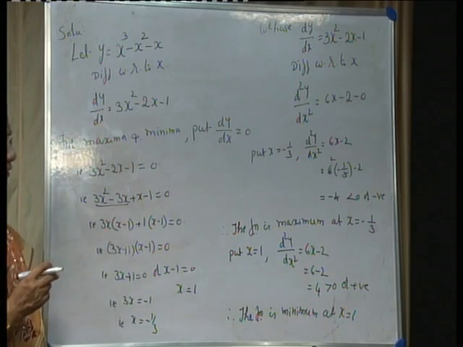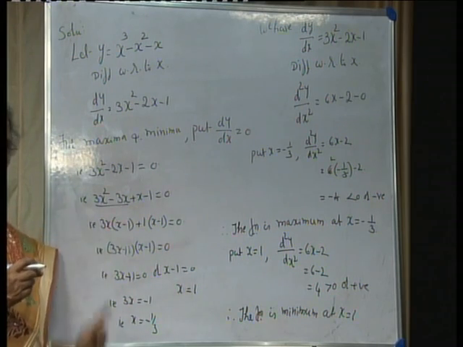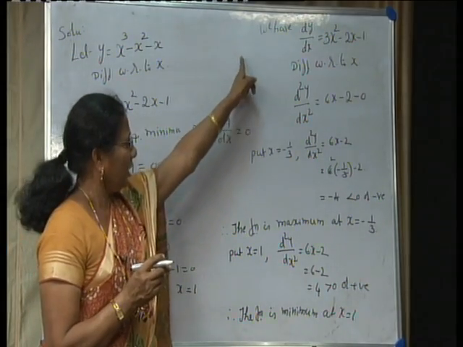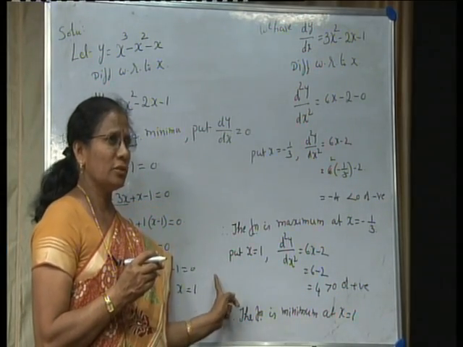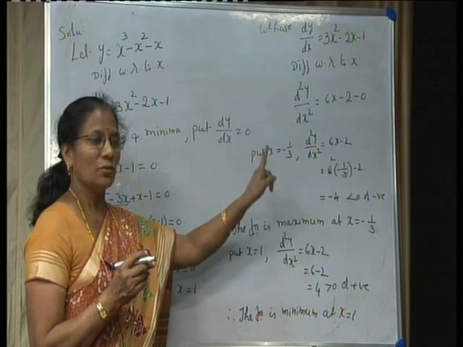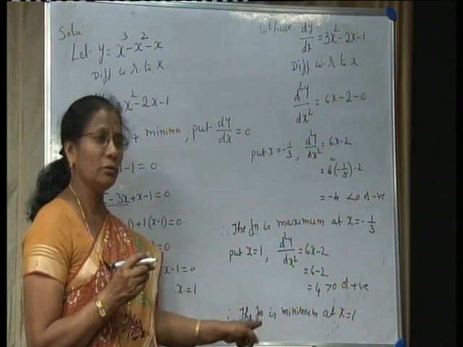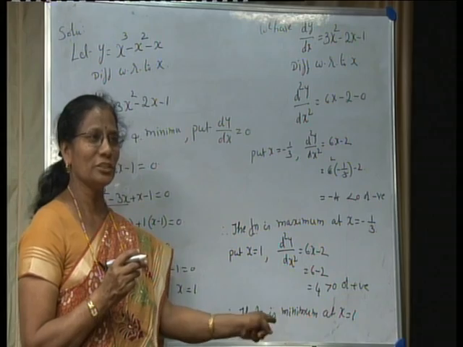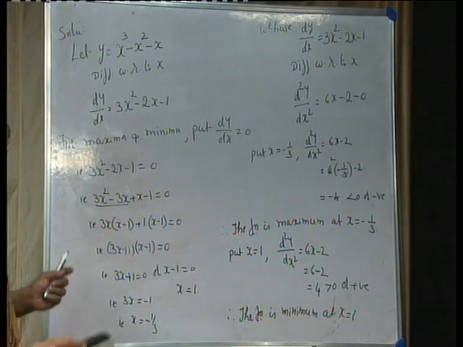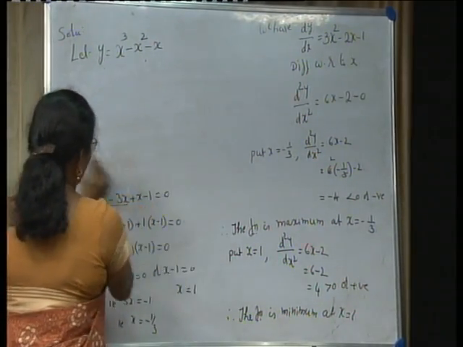The first working rule is find dy by dx. Next, equate it to 0, solve the equation, you will get the values of x. The second, find the second derivative, substitute the values of x in the second derivative. If we get a negative value, the function is said to be maximum at that point. If we get a positive value, at that point the function is minimum. The last one is we have to find the maximum values of the function.